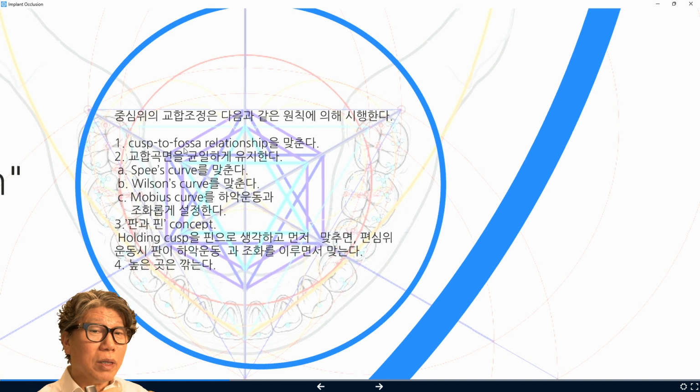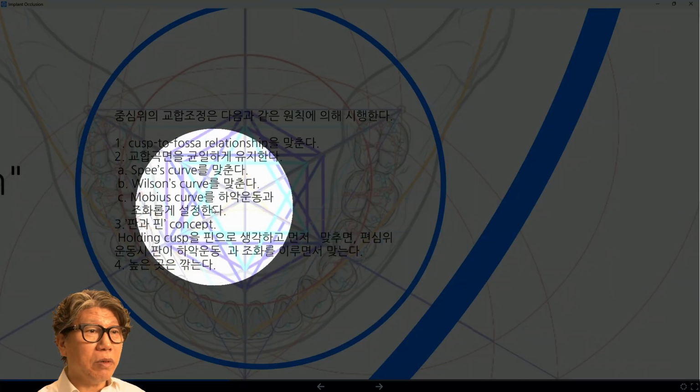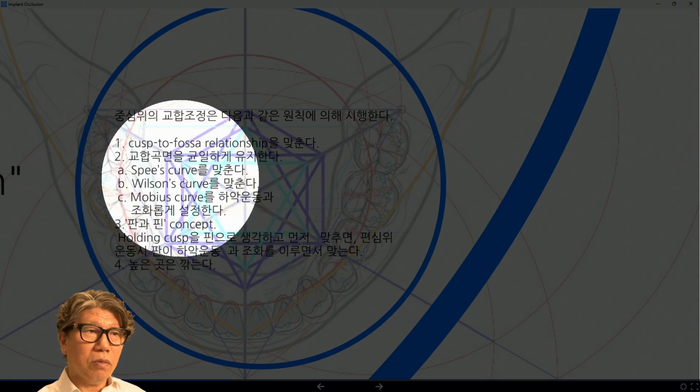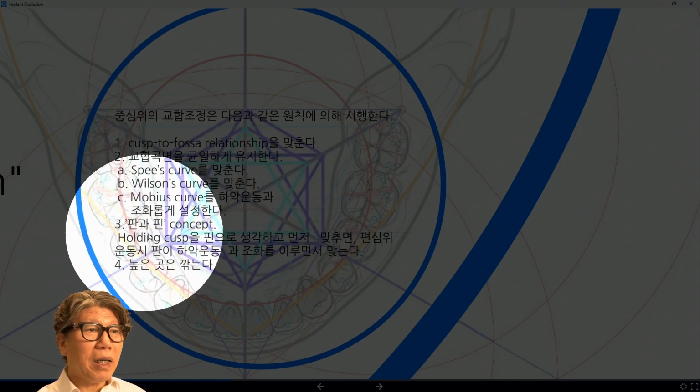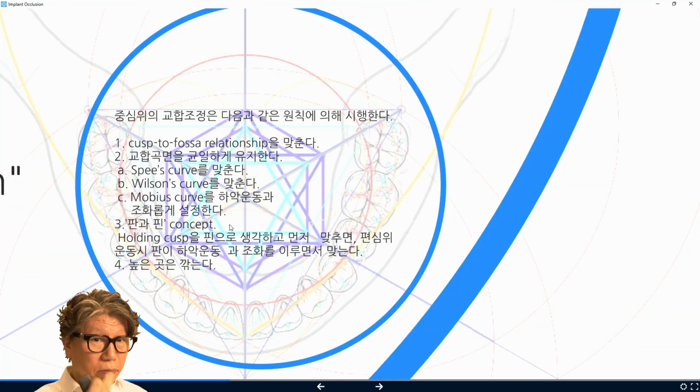The anterior teeth have a slanted structure, so holding interlocking is not possible. You just need to align the premolars and molars. It would be ideal if the occlusal plane is uniformly aligned. Next, I will explain the concepts of Spee, Wilson, and Mobius curve in the future. Following that, we have the pin and table concept. The holding cusp moves on the occlusal table.